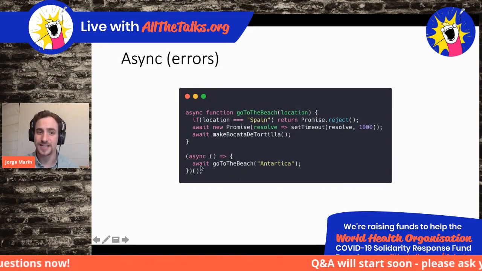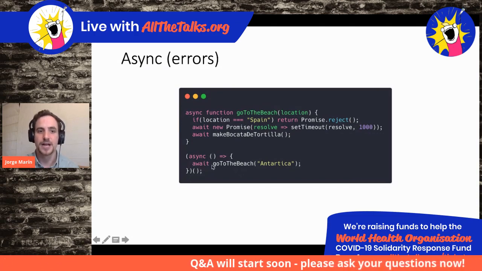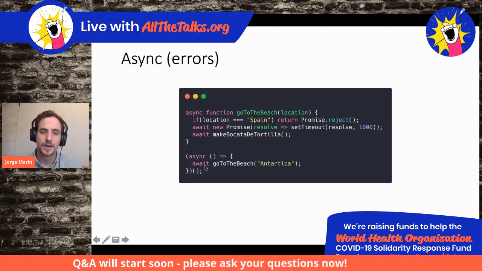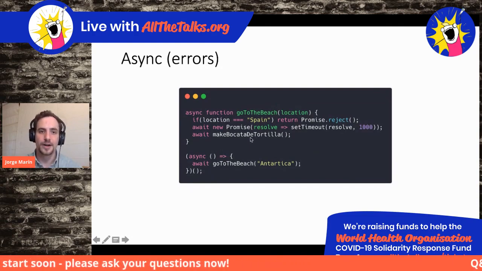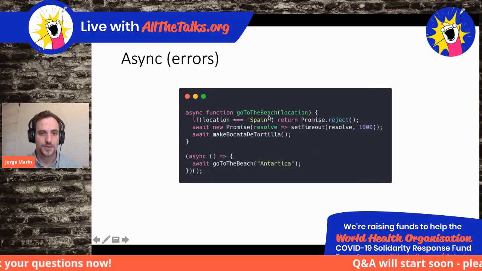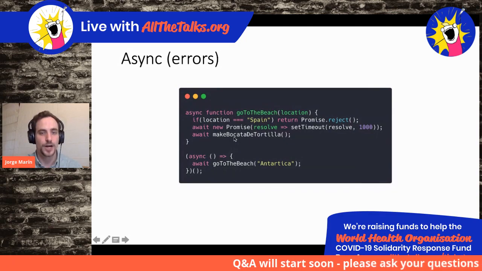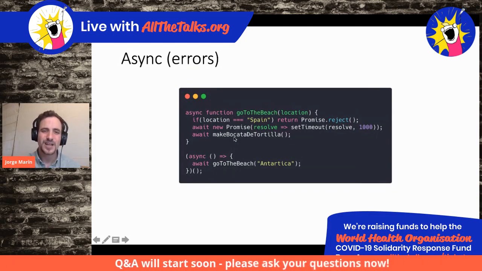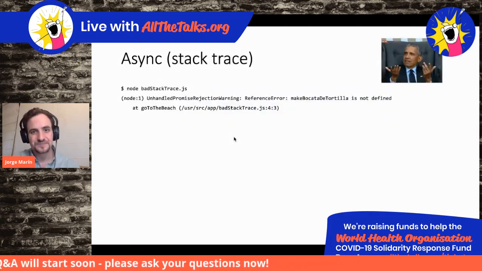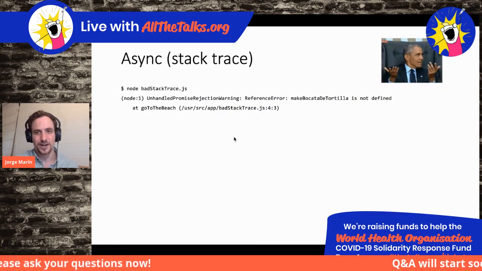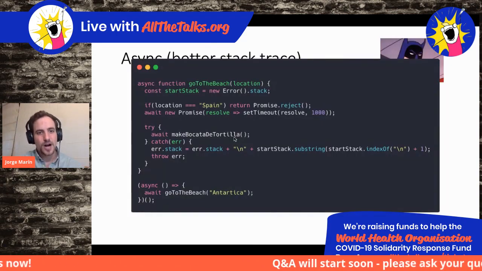It doesn't show us this line, right? This line here inside the main async program. It's not telling us where or who called the go to the beach, which resulted in an error because make bocata de tortilla is not defined. Now, that's a problem, because it's difficult to debug, no? So what can we do?